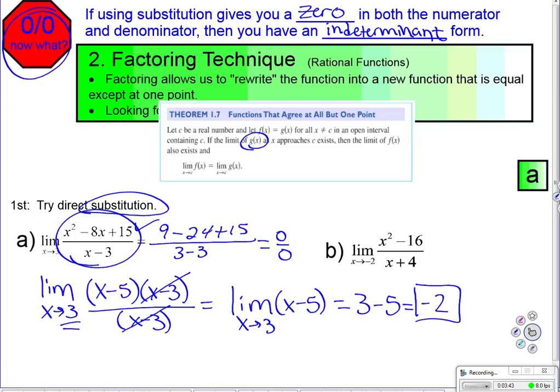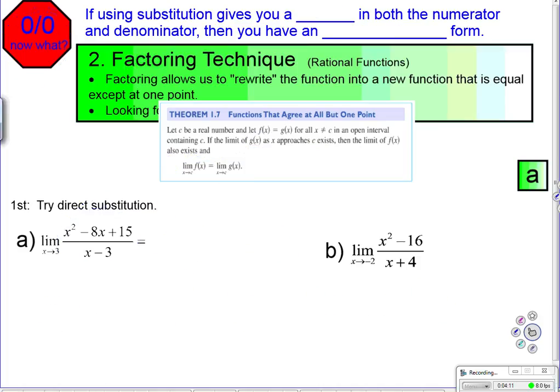And this theorem here says, you know what? That's good enough, because f of x is going to behave just like g of x everywhere except just at c, where the function doesn't exist. But the limit will exist, because the limit is looking at what is happening from the left as well as the right. And in that case, these two functions behave identically. So the answer is negative 2.